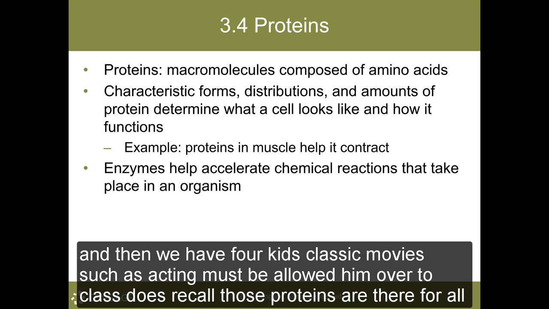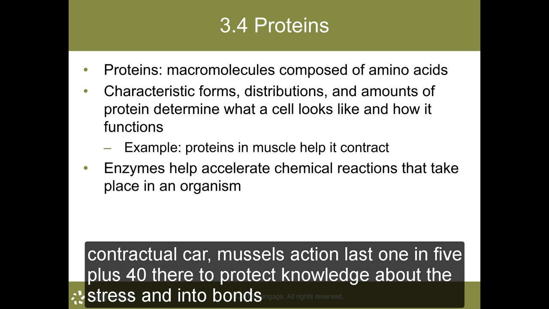And then we have proteins that move, such as actin and myosin, meaning allowing you to move. Those are two proteins that are there to allow contraction to occur, found in muscles. Actin and myosin are. And finally, proteins that are here to protect.